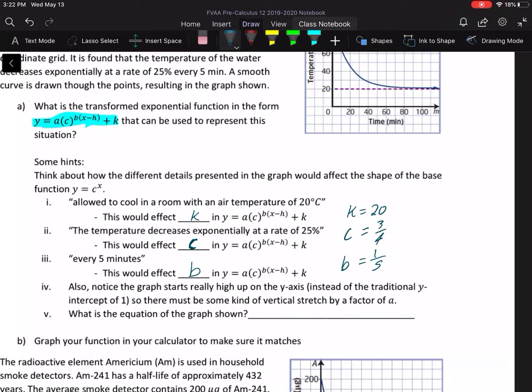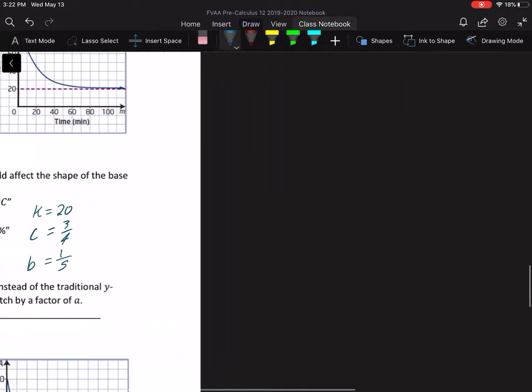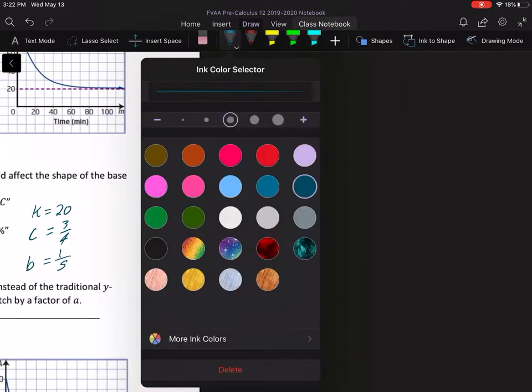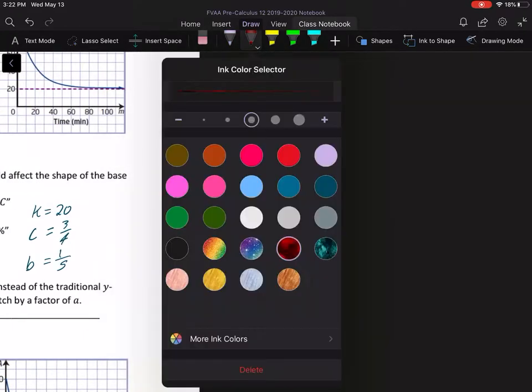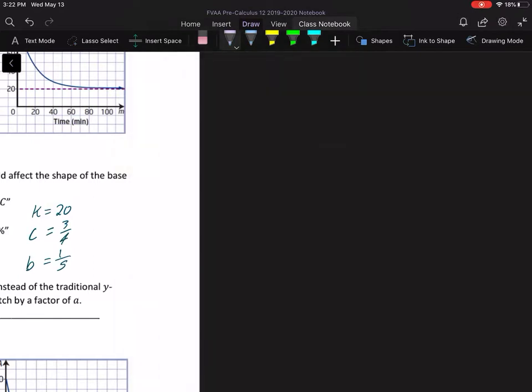And in this situation, also notice that the graph starts really high up on the y-axis instead of the traditional y-intercept of 1. So there must be some kind of vertical stretch to the a value. To determine the vertical stretch, you actually have enough variables to figure it out in this question.